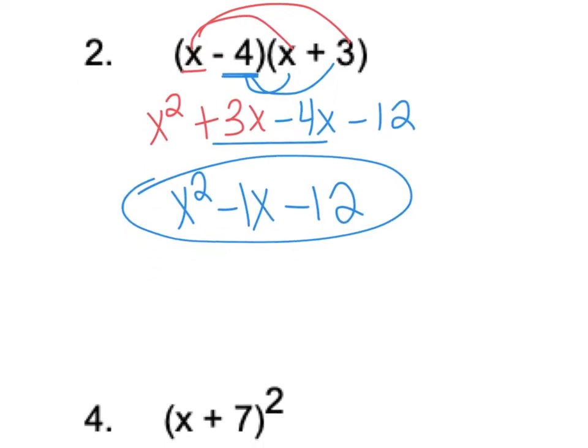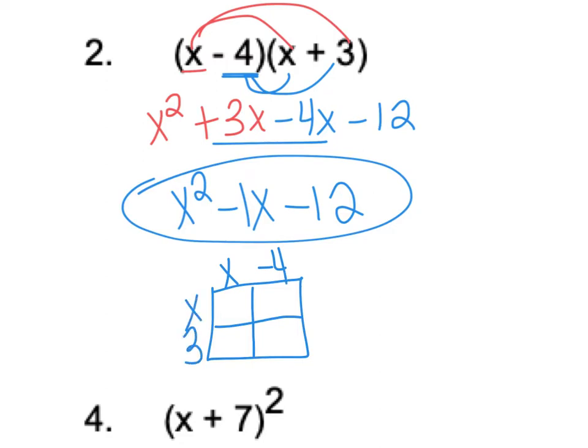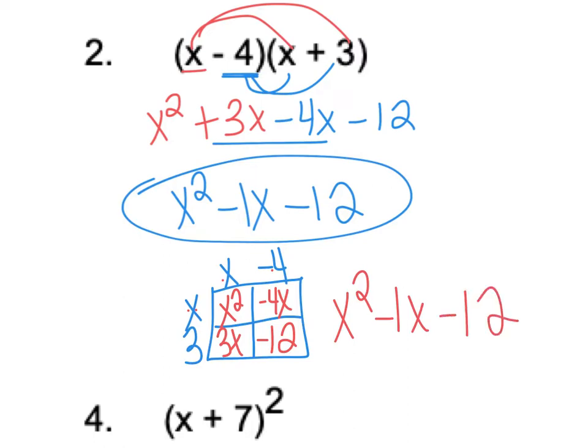And a quick way to think about it, if you wanted to do the box method, make it a 2 by 2 box, and we put x and negative 4, and then we have x and positive 3. Again, x times x is x squared, x times negative 4 is negative 4x, 3 times x is 3x, and 3 times negative 4 is negative 12. So again, we're going to end up with the same answer, which is x squared minus 1x minus 12. Same answer, two different ways to get there.